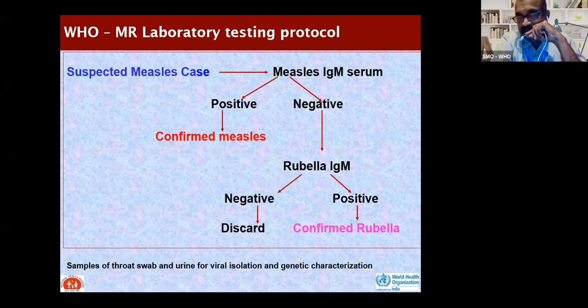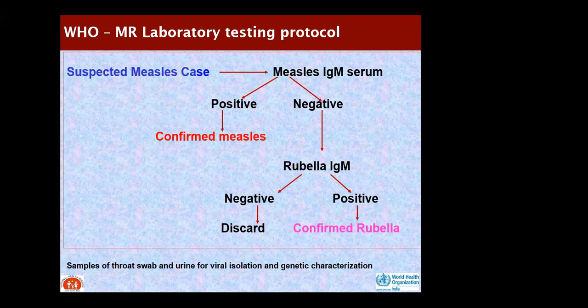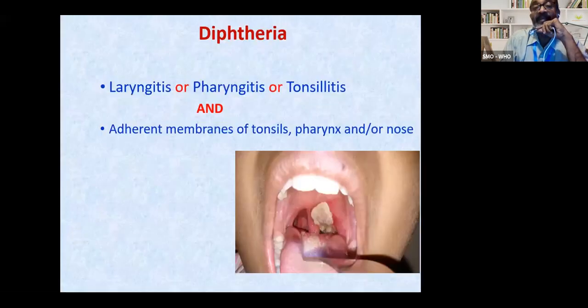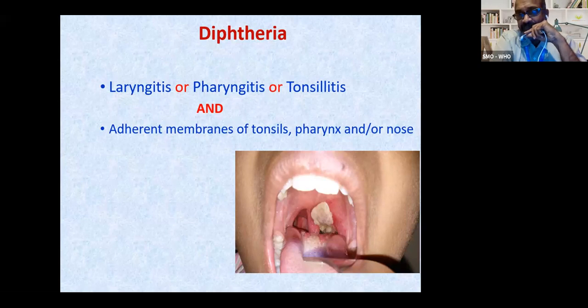Whenever there is a serum sample, they run it for IgM measles first. If it is positive, it's a confirmed case of measles. If it is negative, they run it for rubella IgM. And if that's positive, it's a confirmed case of rubella. If both measles and rubella IgM are negative, then they report it as a negative sample, then that case becomes a non-measles, non-rubella case.